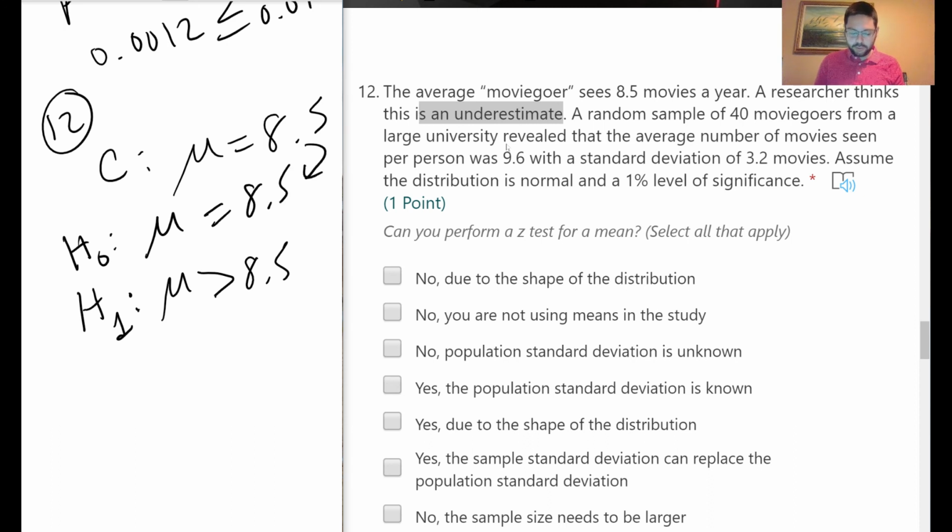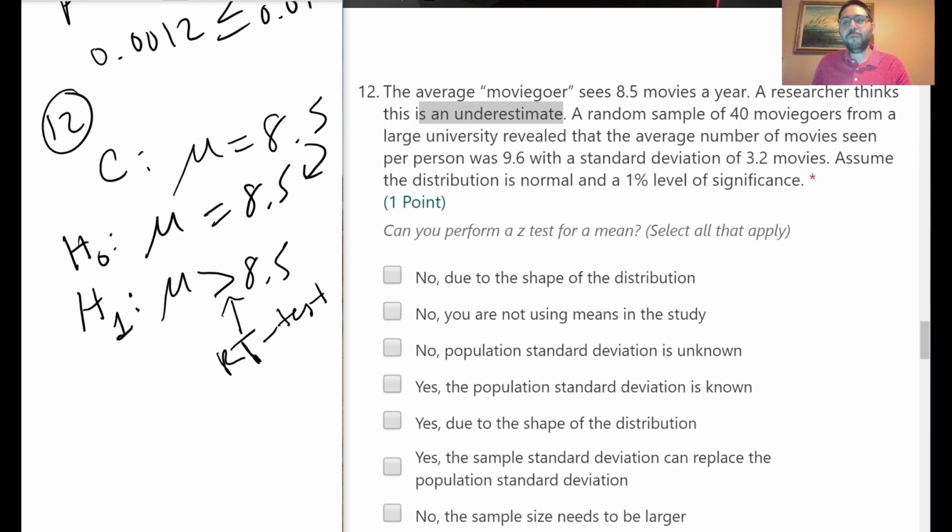Okay, now since this is greater than, this is indicating that it's a right-tailed test. That's a right-tailed test. All right, can we perform a z-test for a mean? Well, they said that the sample is 40 moviegoers. So that's greater than 30. So that's good. That means we can use it. So yes, we can use it.